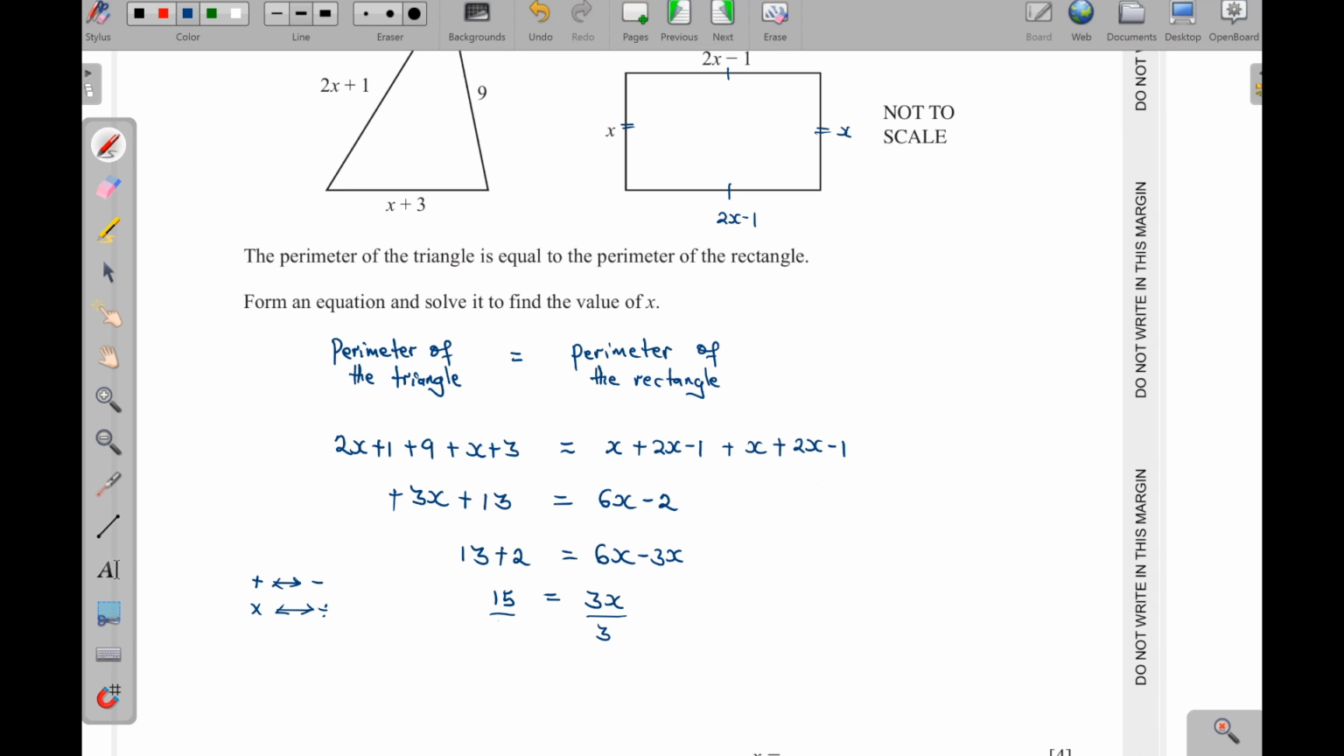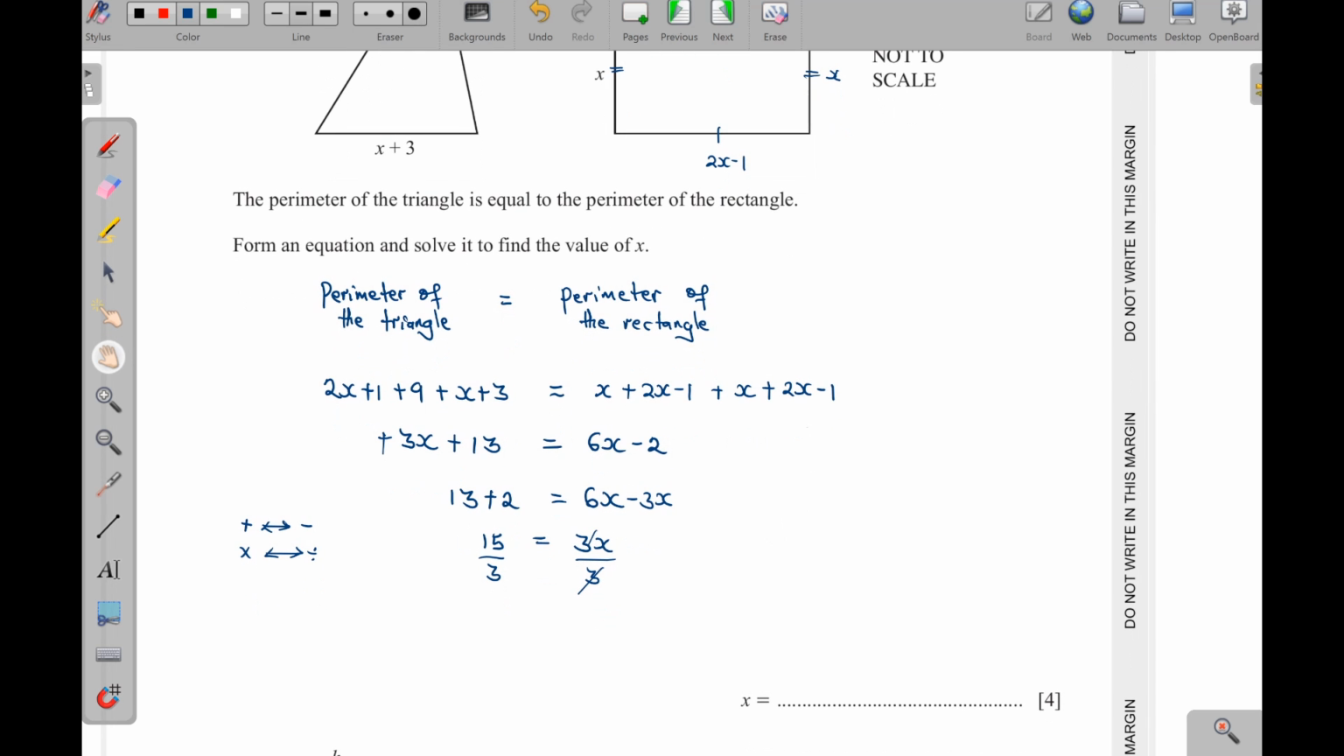Division. So you divide all through by 3, and our x becomes a what? A 5. As simple as that.